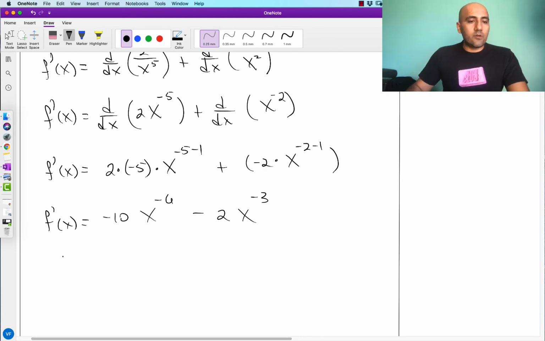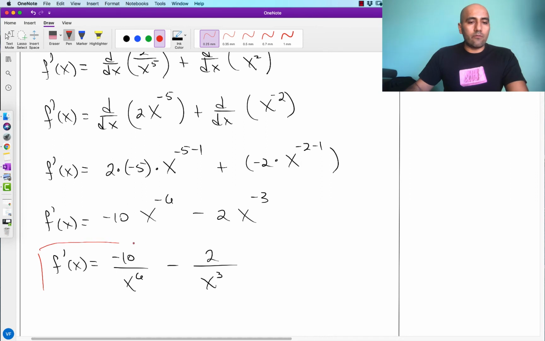Now we got to use a little bit of algebra to simplify this. So for one thing, we don't like negatives in the exponents, so that means that the derivative is equal to negative 10 over x to the positive 6 power minus 2 over x to the positive 3 power. Okay, so that's one good form of the answer.